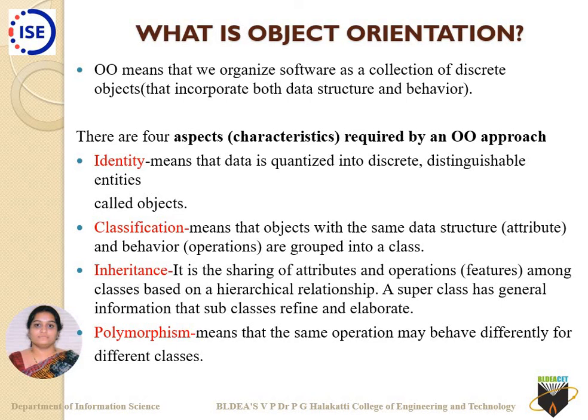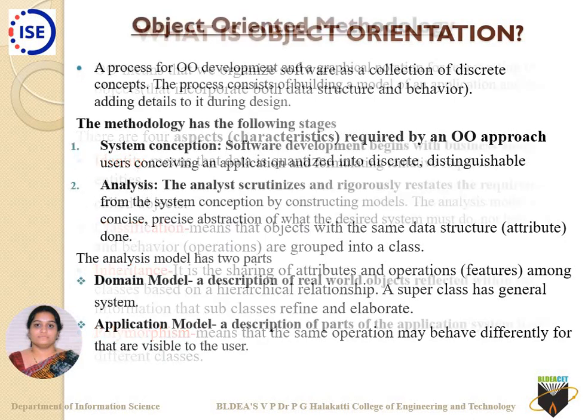What is polymorphism? Polymorphism says that there can be one particular operation which can behave differently under different classes or different circumstances. You have the same operation called sum, if this is an operation for you. So this sum as an operation behaves differently under different circumstances. That is what is called polymorphism.